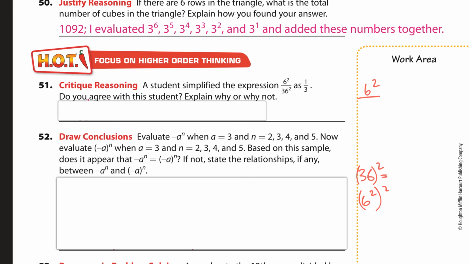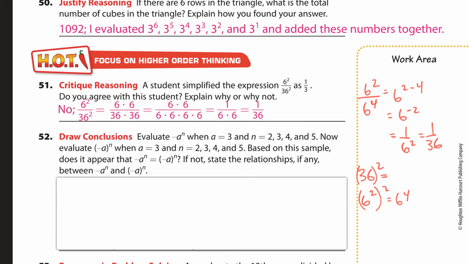Or 6 to the 4th. So 6 squared over 6 to the 4th, that would be 6 to the 2 minus 4, which is 6 to the negative second, which is 1 over 6 squared, which is 1 over 36. So let's go back to this. No, I don't think so. That is a different result for sure. Just like I said.